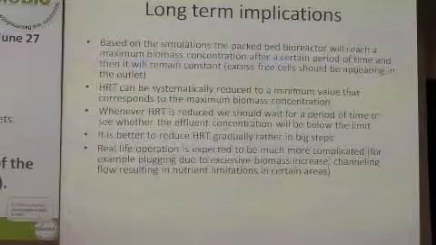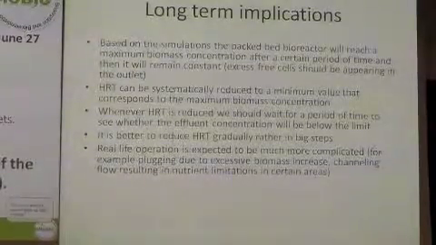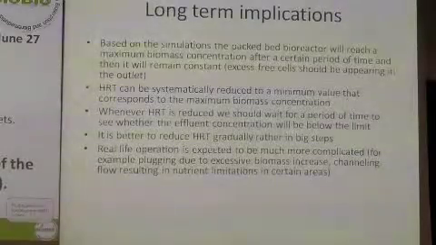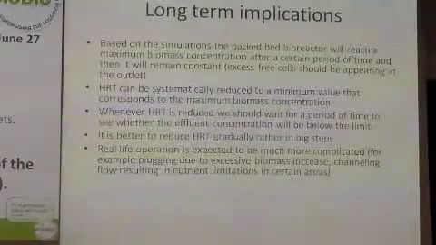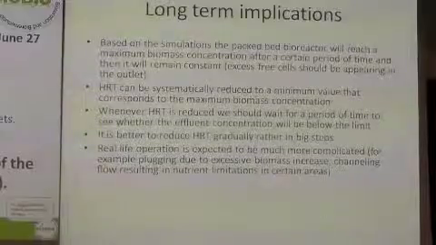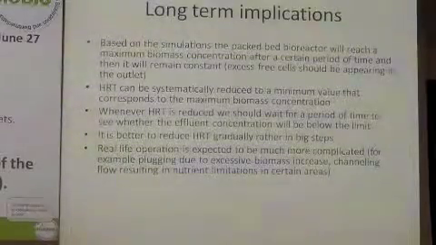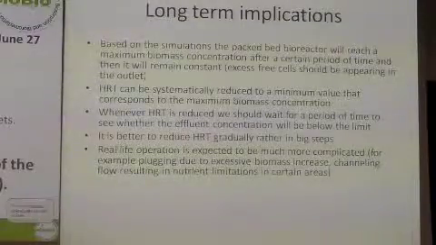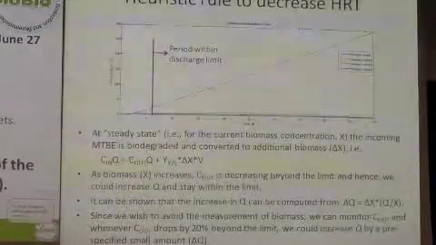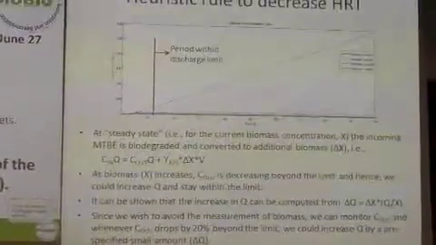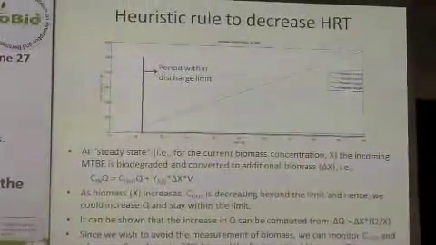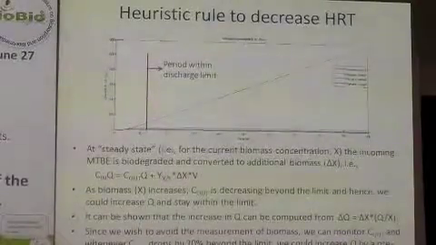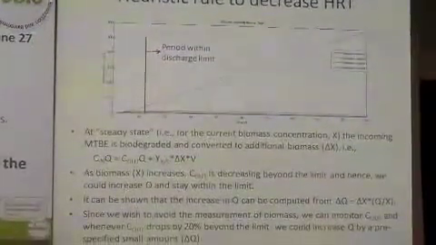And in real-life operation, the bioreactor's performance is much more complicated. For example, we can have clogging due to excessive biomass increase, and thus channeling flow resulting in nutrient limitations in certain areas. And here you can see an idea, a simple rule for how to decrease the HRT of the system.